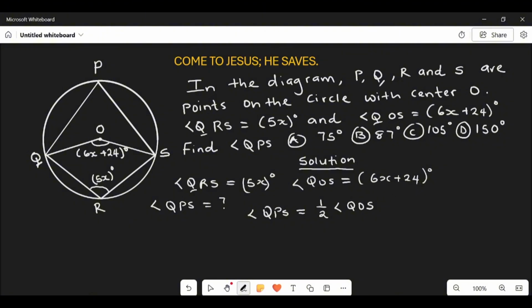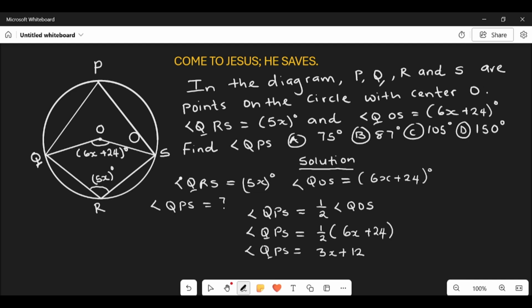So we can say angle QPX equal to 1 over 2 bracket 6x plus 24. So angle QPX equal to 1 over 2 multiplied by 6x, we are going to have 3x. 1 over 2 multiplied by 24, we are going to have 12. So 3x plus 12.